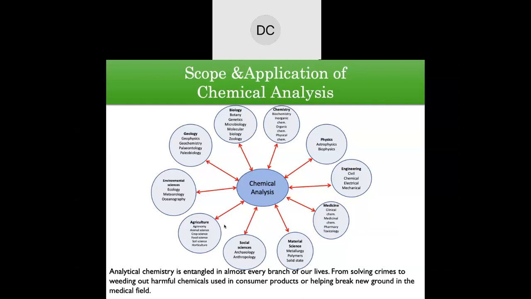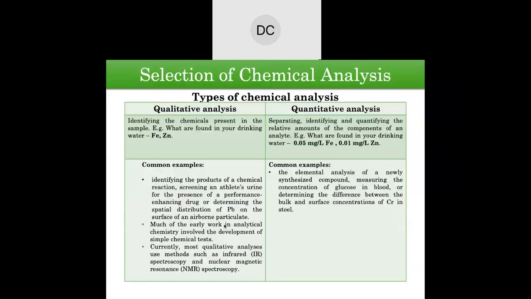And it involved from solving crimes to weeding out harmful chemicals used in consumer products or helping break new ground in the medical field. Semua melibatkan the knowledge of chemical analysis. Penting sangat kena belajar ni. So, you have to know, macam yang saya cakap tadi, kita ada dua kategori utama. There is two types of chemical analysis, which are the qualitative analysis and quantitative analysis.